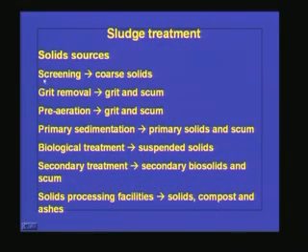So if you talk about a water treatment plant or a wastewater treatment plant, sludge can be generated from various sources. So these are the solid sources. First one is screening. In screening we will get coarse solids, because we know the purpose of a screen. In the grit chamber we will get grit and scum, and in the pre-aeration unit we get grit and scum again, and in the primary sedimentation unit we get primary solids and scum. Primary solids means basically organic matter. In biological treatment systems, whether an activated sludge process, a trickling filter or an anaerobic process, we will get suspended solids as the sludge. In secondary treatment, secondary biosolids and scum will come, and in solid processing facilities we will get solids, compost and ashes. So these are the different sources of sludge or biosolids in a wastewater treatment unit.